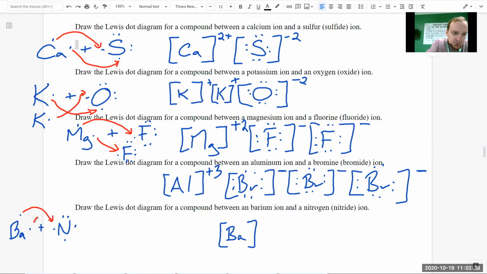I'm going to move this one, let's just say, over here to the right side. So the right side's full. That means barium has now lost both of its dots. So it has no dots here, and it has a +2 charge, or 2 plus, same thing.